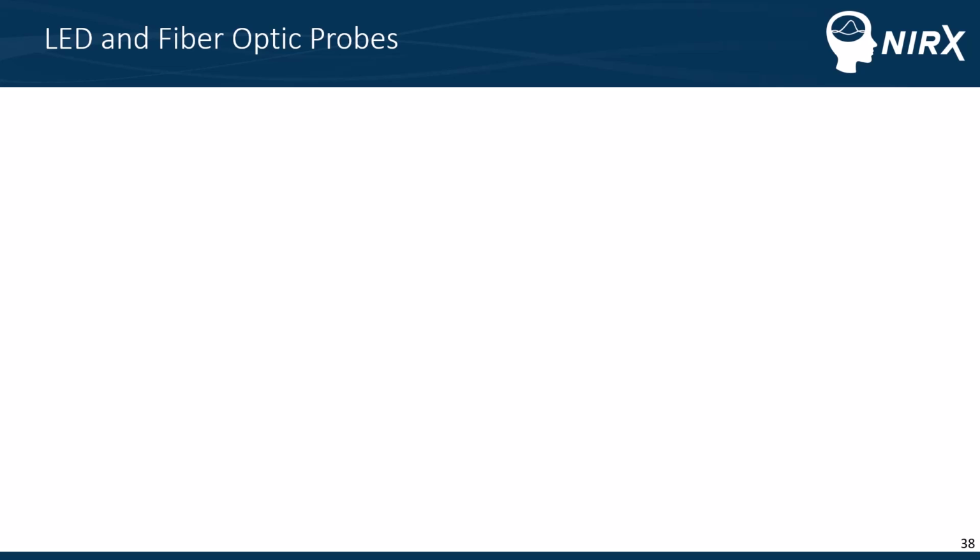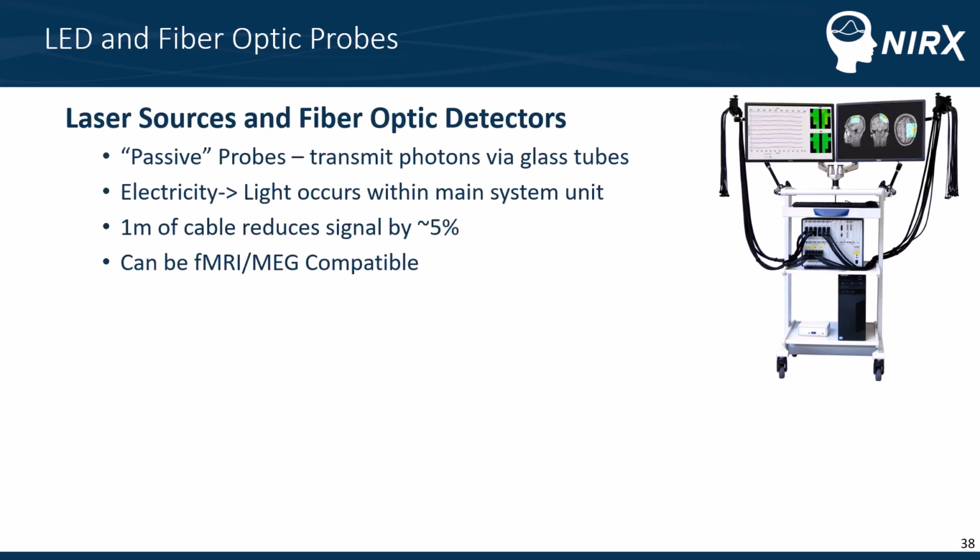So the difference between LEDs and fiber optic probes. Laser sources and fiber optic detectors are passive probes. They transmit photons via glass tubes. The conversion from electricity to light occurs within the main system unit, or the amplifier as it's also known.